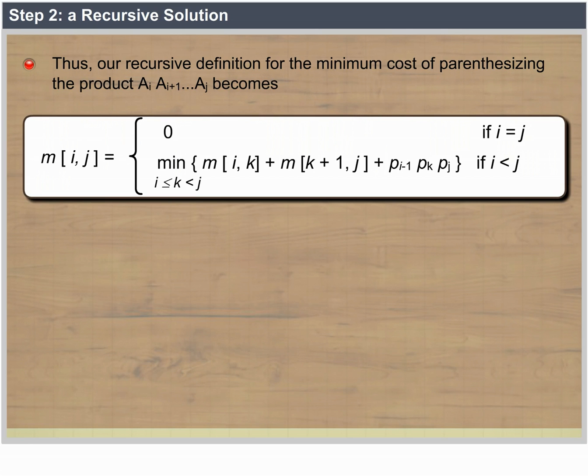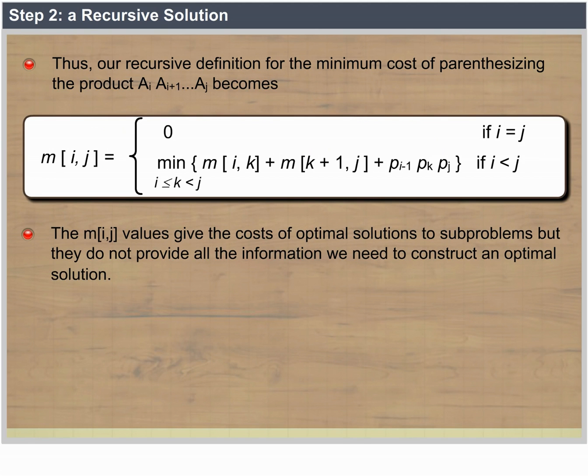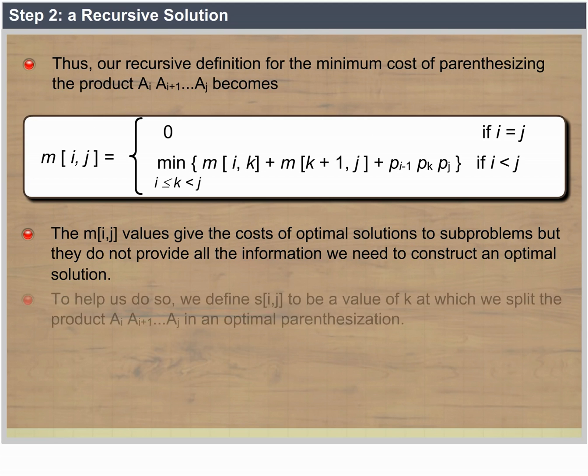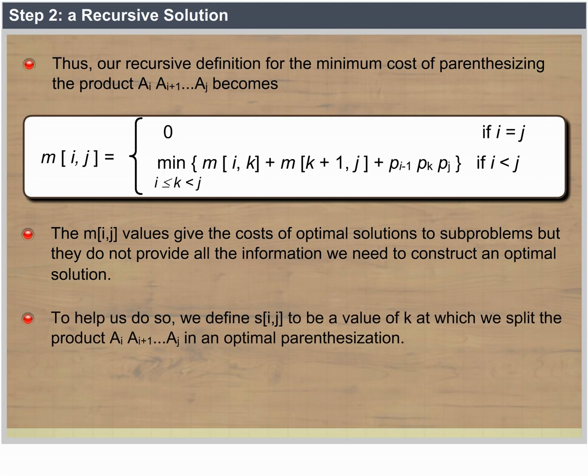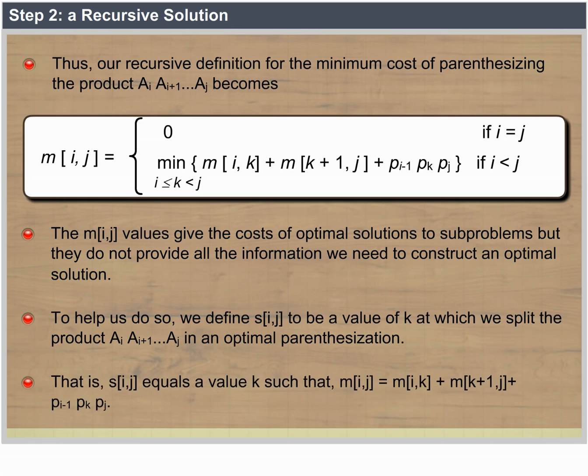The m of i, j values give the costs of optimal solutions to subproblems, but they do not provide all the information we need to construct an optimal solution. To help us do so, we define s of i, j to be a value of k at which we split the product A_{i+1} up to A_j in an optimal parenthesization. That is, s of i, j equals a value k such that m of i, j equals m of i, k plus m of k plus 1, j plus p_{i-1} times p_k times p_j.